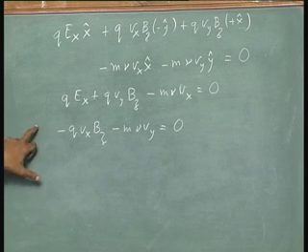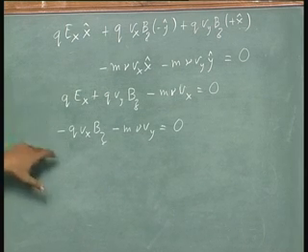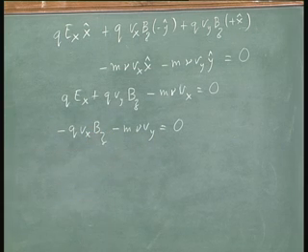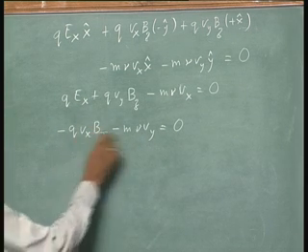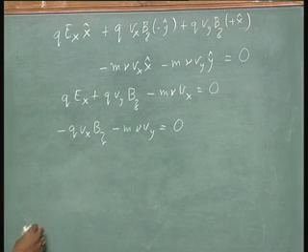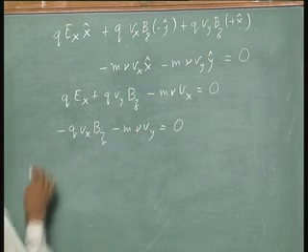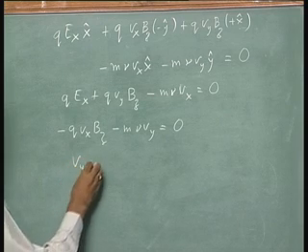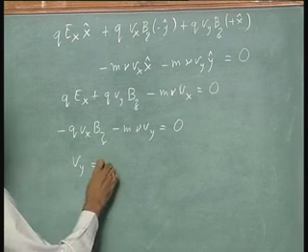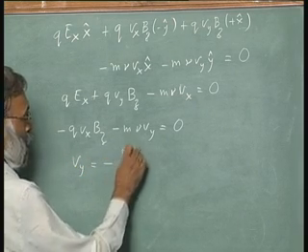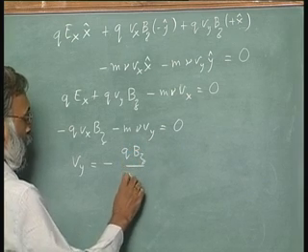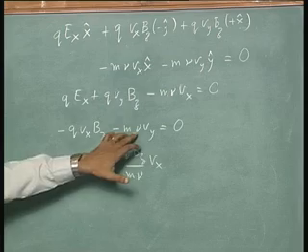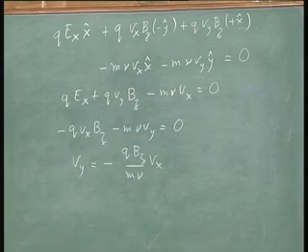Both of them must hold, and I have two unknowns. I do not know Vx, I do not know Vy. Two equations, two unknowns. Let us solve this equation first. It allows me to solve for Vy in terms of Vx, or the other way around. Vy is equal to minus QBz over m nu Vx. I just take the m nu to the denominator.